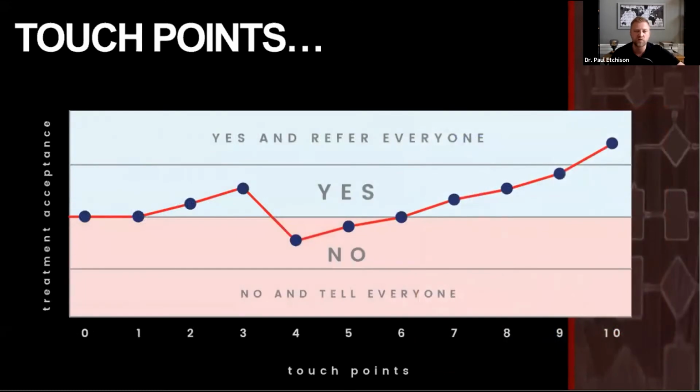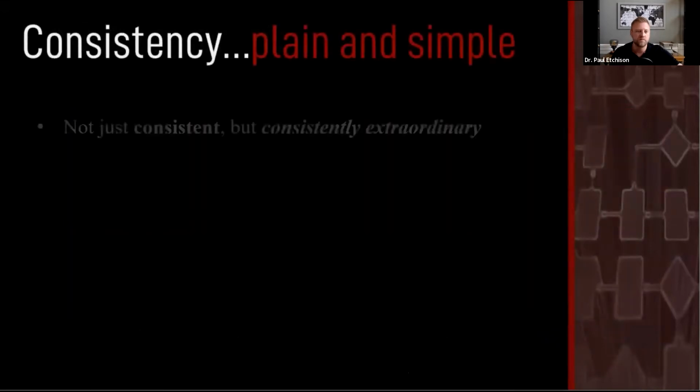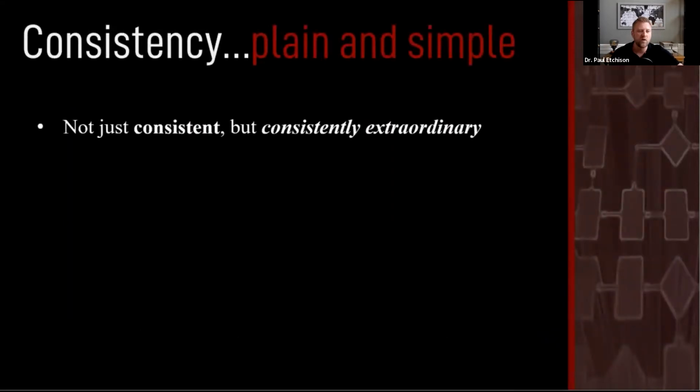So when we move through the dental office, this is the graph from my book, we want people to get up to that point where they're a yes, and they refer everyone. We might have one negative touch point, and we can recover from that. That's what this graph shows. But we don't want enough of them that they say no and tell everybody how horrible their experience was. So we're not just going to be consistent, we're going to be consistently extraordinary.